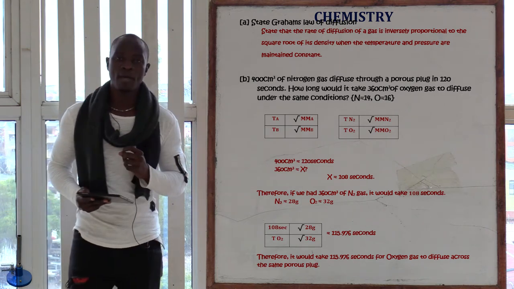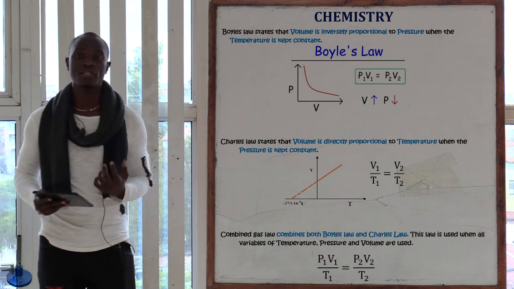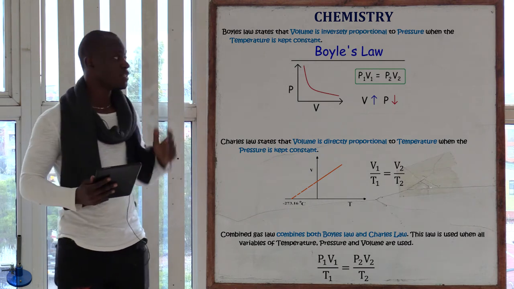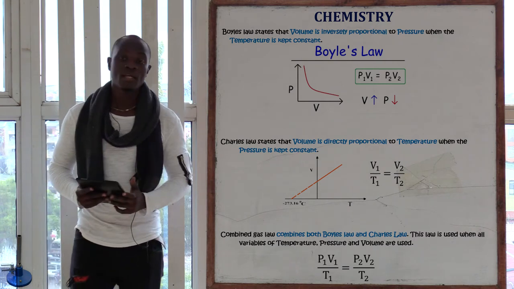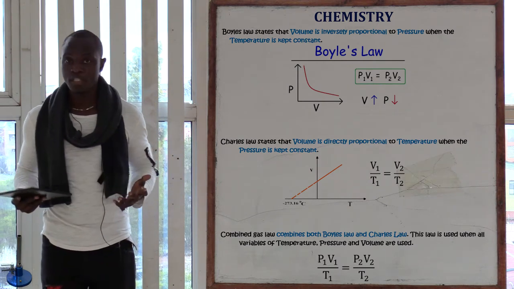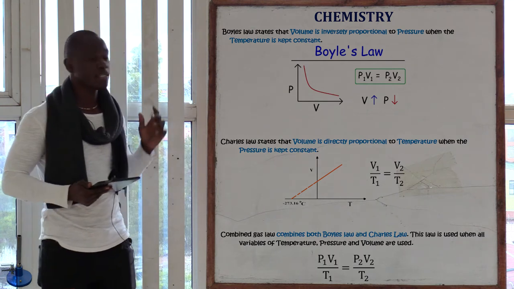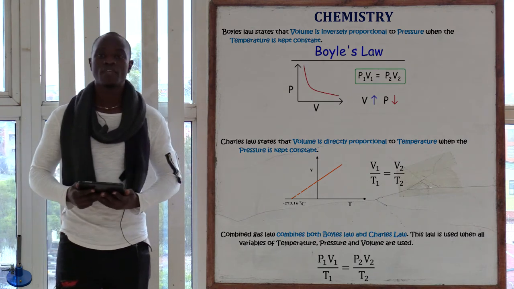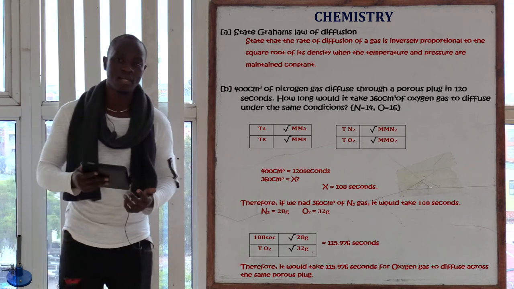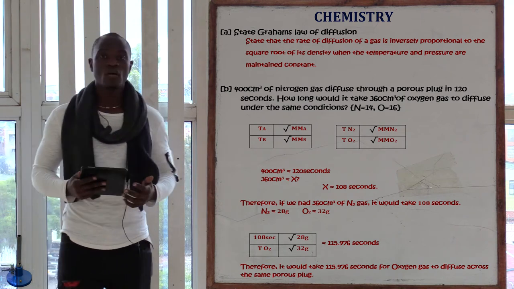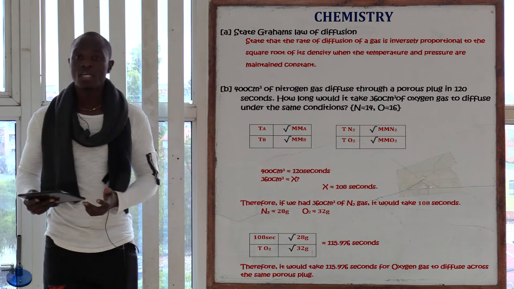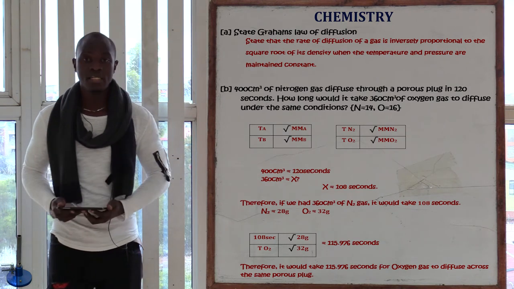So this is the fourth law, whereby the first law that we discussed was Boyle's law, which states that volume is inversely proportional to pressure when the temperature is kept constant. And as you can see, that was the formula for Boyle's law. And then after Boyle's law, we went to Charles' law, which states that volume is directly proportional to the temperature if the pressure is kept constant. And as you can see, that was the formula of Charles' law. And after that, the fourth law is Graham's law of diffusion, which states that the rate of diffusion of any given gas is inversely proportional to the square root of its density if the pressure and the temperature are maintained constant.